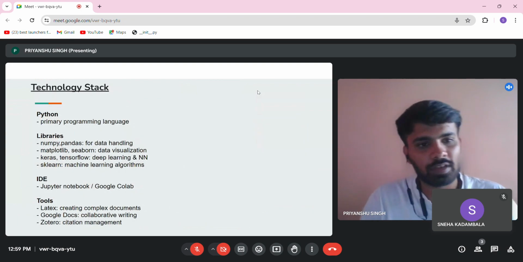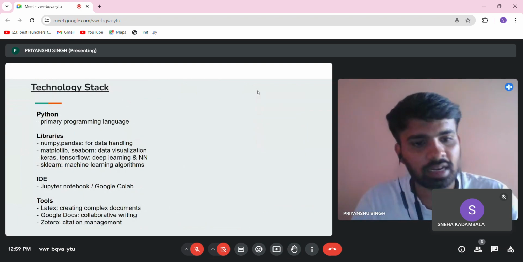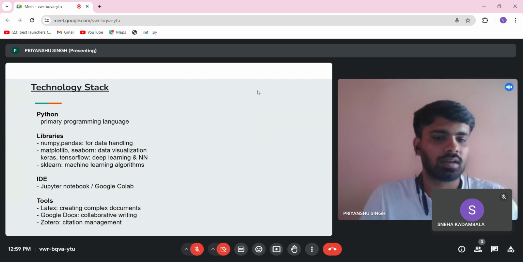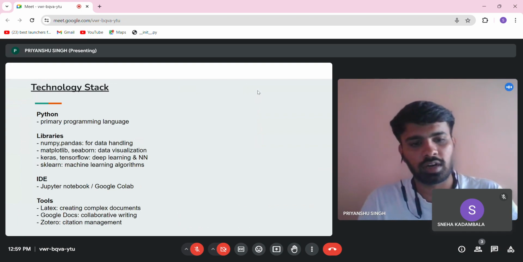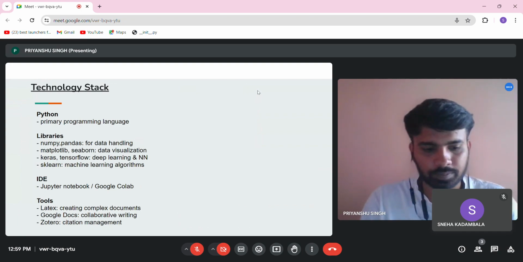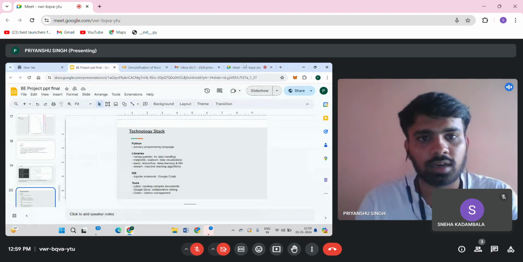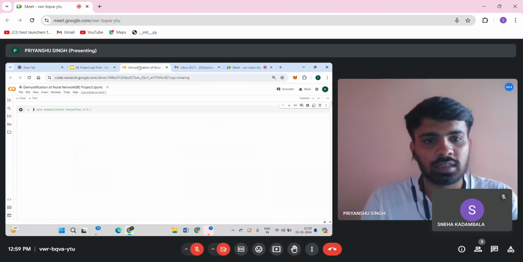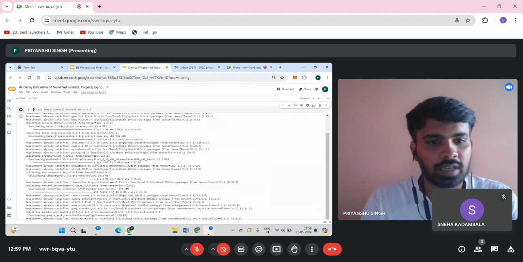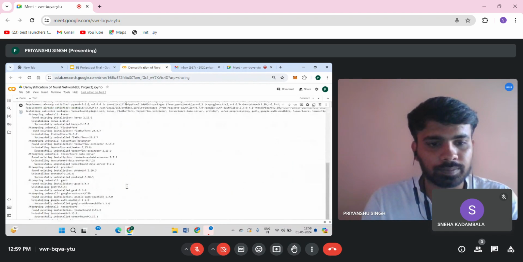The tech stack which we have used is Python libraries and the IDE Jupyter Notebook, and we have also used the cloud for training the model. Now let's take a look at the working model of the project. So here we have taken the data set.